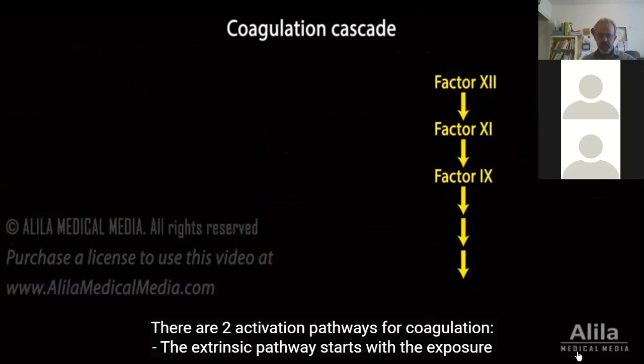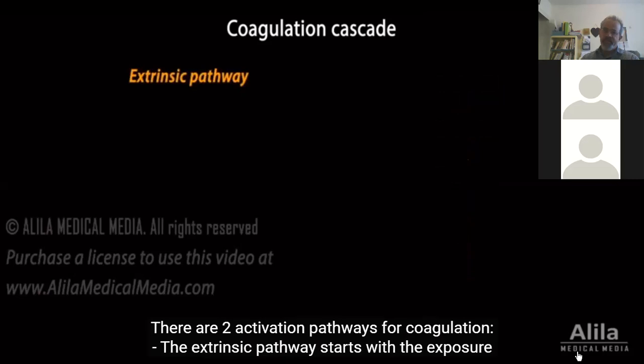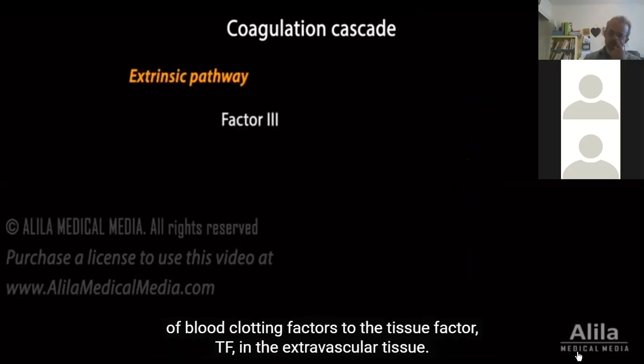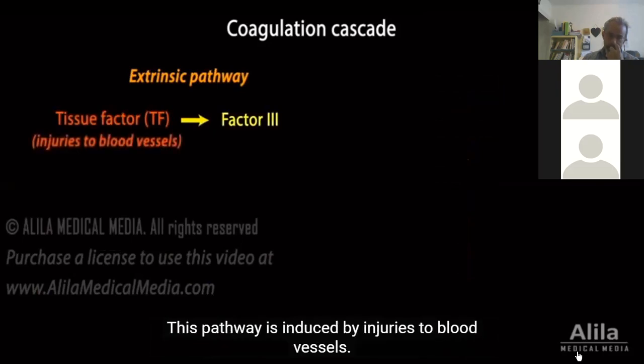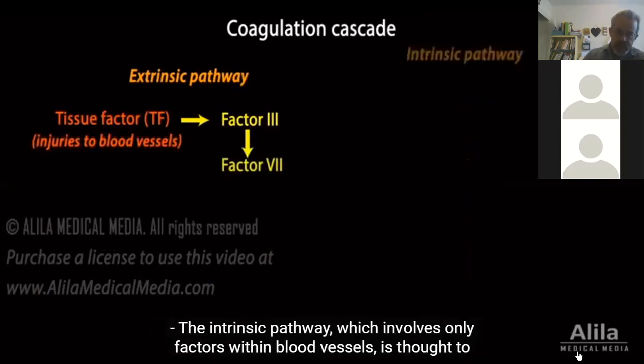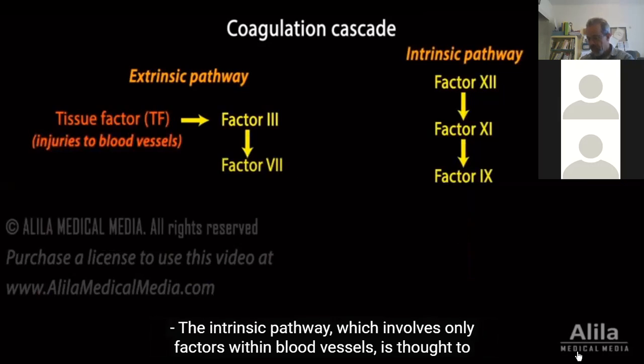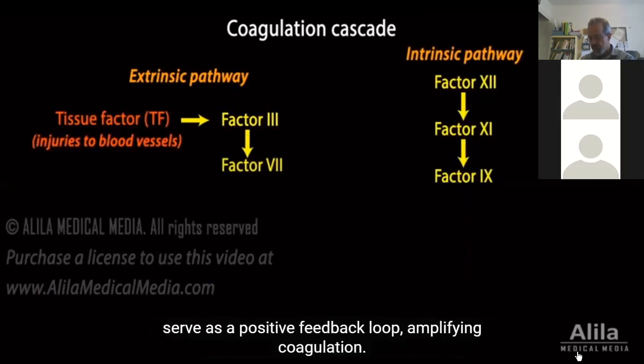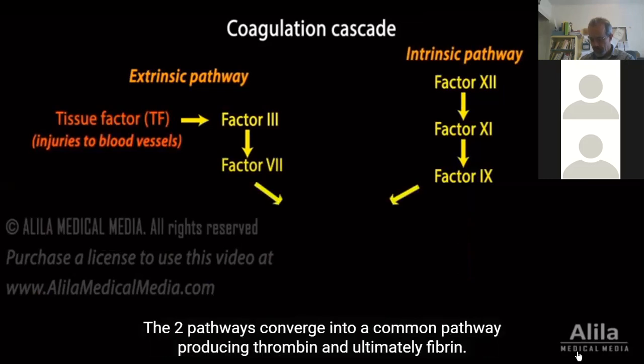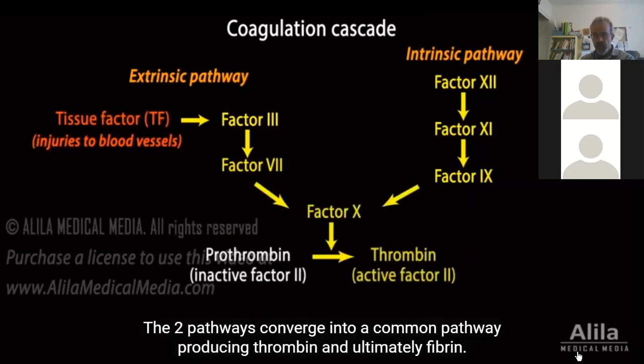There are two activation pathways for coagulation. The extrinsic pathway starts with the exposure of blood clotting factors to the tissue factor, TF, in the extravascular tissue. This pathway is induced by injuries to blood vessels. The intrinsic pathway, which involves only factors within blood vessels, is thought to serve as a positive feedback loop, amplifying coagulation. The two pathways converge into a common pathway, producing thrombin and ultimately fibrin.